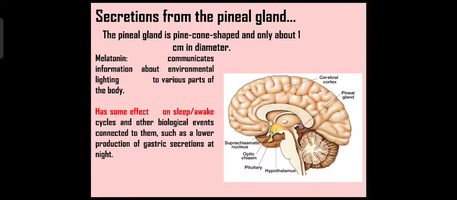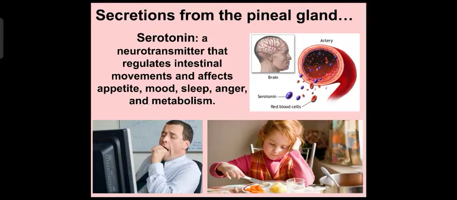Here the figure is showing the pineal gland, round shape, in the red circle, in the part of the brain. Now another hormone is serotonin, which is also a neurotransmitter that regulates intestinal movements and affects appetite, mood, sleep, anger and metabolism.